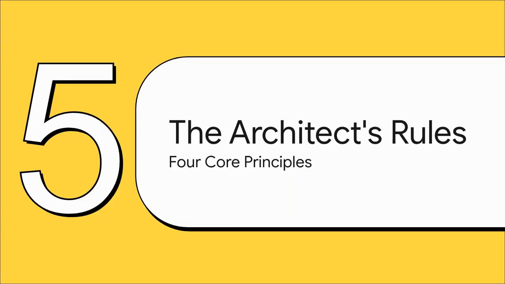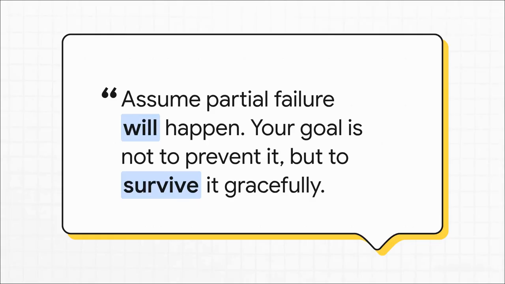Building a system like this isn't just about following technical steps. It's really about adopting the right mindset, a new way of thinking. So let's distill all of this down to 4 core principles for making this work. Just 4 rules. Think of them as the architect's commandments for building a multi-cluster mesh. Rule number 1, assume failure. Things are going to break. Networks will go down. Your goal isn't to build a system that's invincible, because you can't. Your goal is to build a system that expects failure and knows how to survive it gracefully when it inevitably happens.